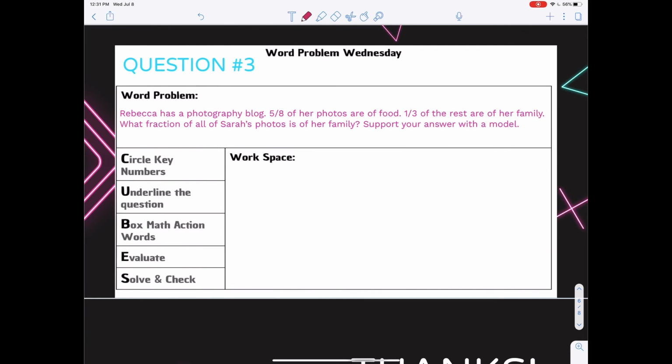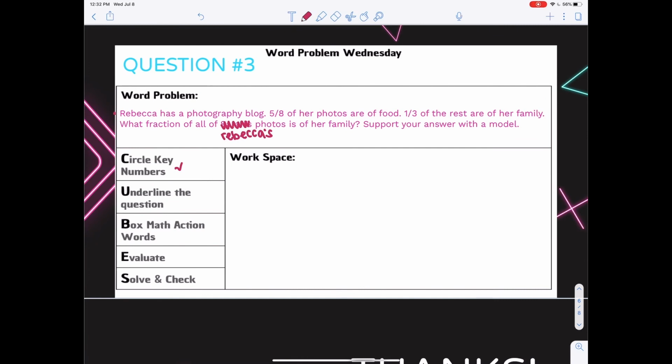Alright, welcome back, guys. So let's go ahead and do CUBES. So let's circle the key numbers. 5/8 of the photos are of food. Oh, I'm sorry, we didn't even read it. So if you read it by yourself: Rebecca has a photography blog. 5/8 of the photos are of food. 1/3 of the rest of the photos are of her family. What fraction of all of Rebecca's photos is of her family? And support your answer with the model.